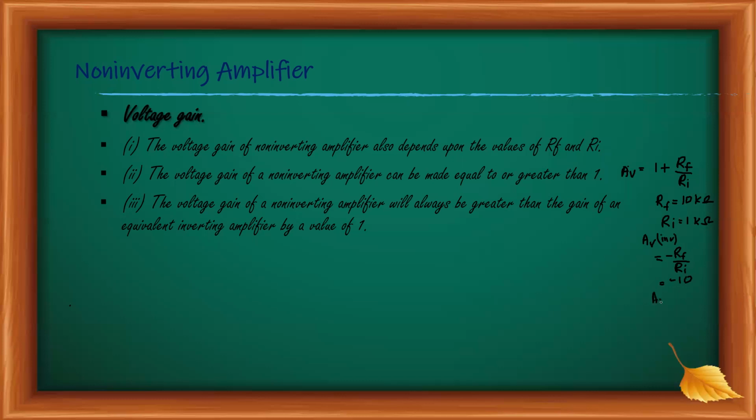When we use these values for a non-inverting amplifier, the gain is 1 plus RF divided by RI. So it must be equal to 11. And here the gain is 10. The minus sign indicates it must be out of phase or inverting. So gain is 10 here and gain is 11 here. So the difference is 1.